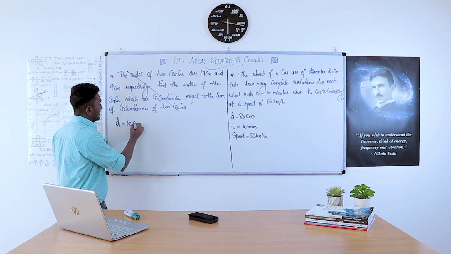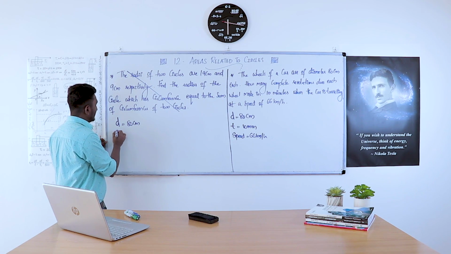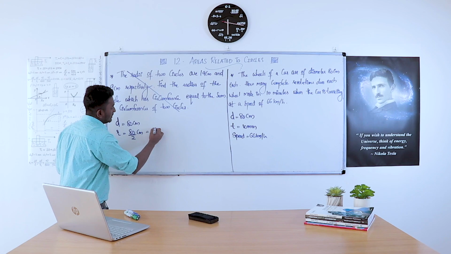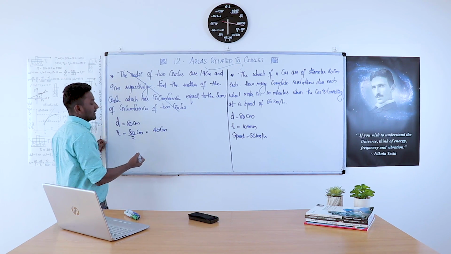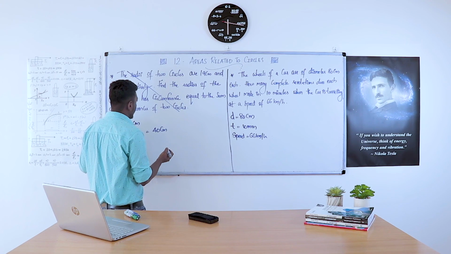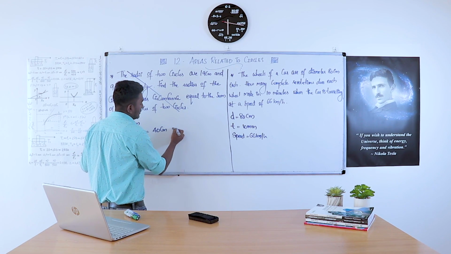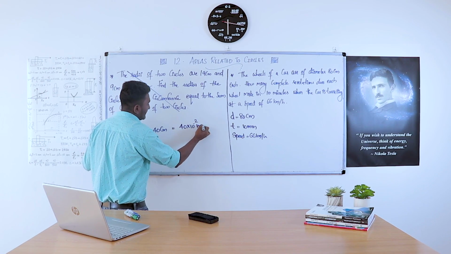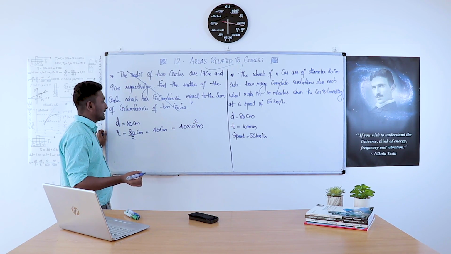Diameter is 80 centimeter. If diameter is 80 centimeter, what is radius? Radius is equal to 80 by 2 centimeter, that is equal to 40 centimeter. Just convert it into meter. So 40 into 10 raised to minus 2 meter. I am converting it into meter.